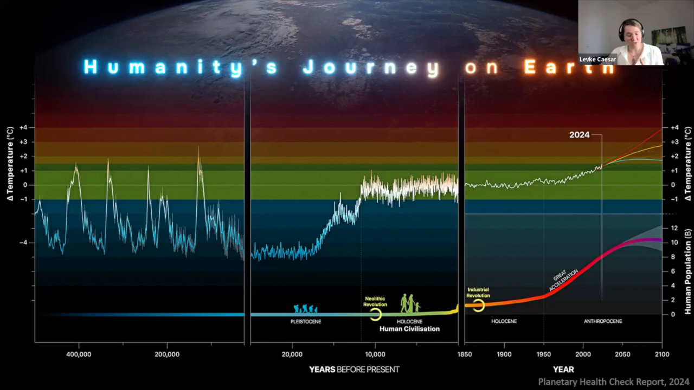Now, it's important to know that the changes to the Earth system that are caused by humans are nowadays so great that a lot of scientists refer to this time as the Anthropocene, meaning the age determined by humans.